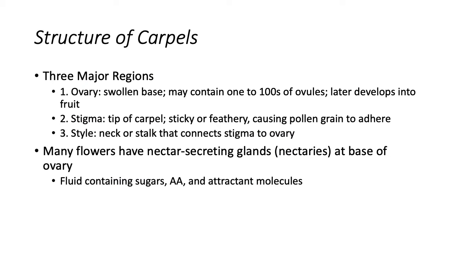All right, carpels. So the carpels include stigma, style, and the ovary. So at the very, very base of it, that's the ovary. It could contain just one type of egg or thousands of eggs or ovules, but the ovary is going to turn into the fruit eventually.